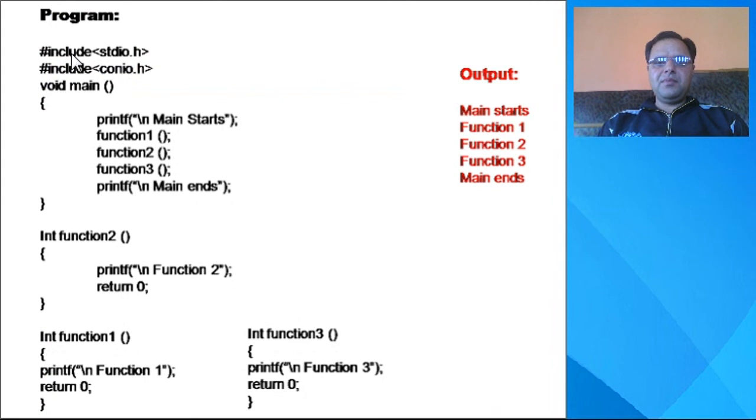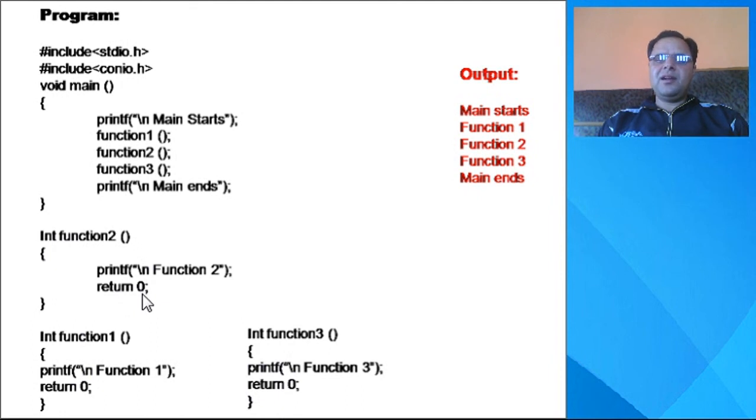So here is a program. I have included two header files, standard input dot h and console input dot h. Here main starts. I have called function 1 here, function 2 here, function 3 here, and then main ends. This is the definition of function 2, this is the definition of function 1, and this is the definition of function 3. Here int means it will return an integer value, but here it is written return 0.